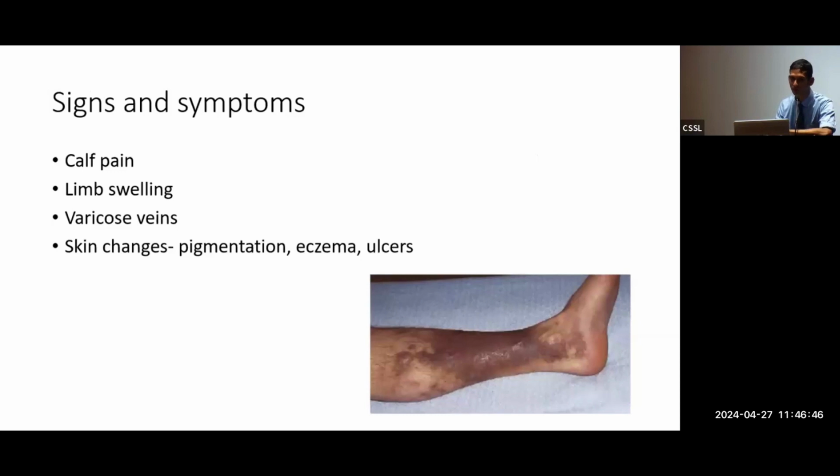So what are the signs and symptoms? Calf pain, this pain is prominent when the patient is standing or walking, described as a bursting type of pain in the calf. Generally, the pain goes down with limb elevation. There can be limb swelling, there can be varicose veins. These are secondary varicose veins. And there can be skin changes, same as for complicated varicose veins, such as pigmentation, eczema, and ulcers.